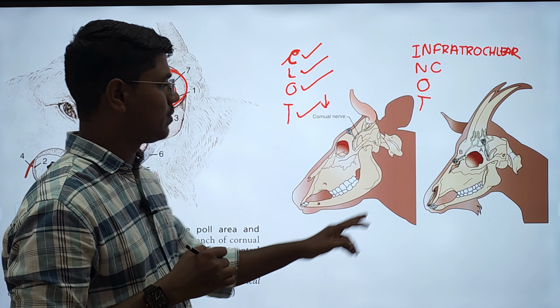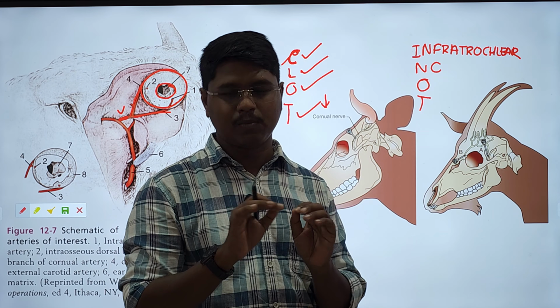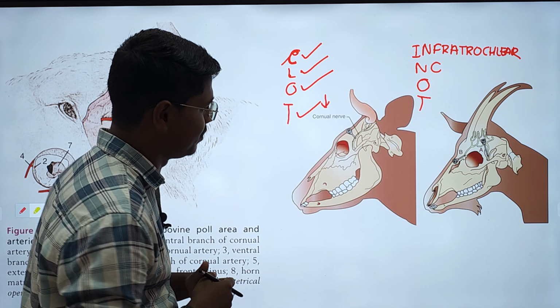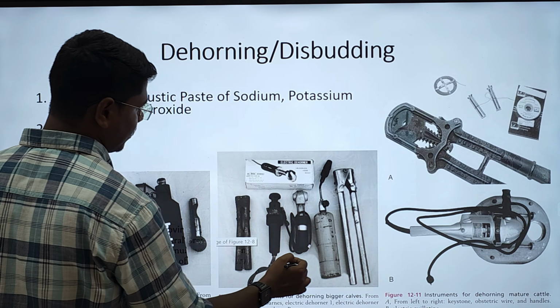So both nerves have to be blocked. Simply you do the ring block. After the cornual nerve block, do the ring block, it will serve the purpose. So this is basically the nerve blocks and anatomy of the horn.